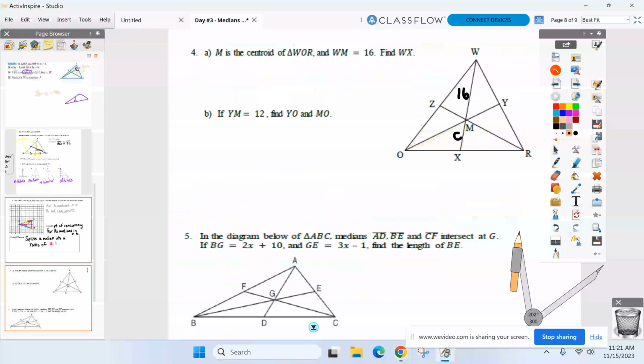8, right? 2 to 1. And the part that's always bigger is from the vertex to the centroid. That's the 2 part. So I'm not going to even ask anybody here. We can all add WX, 24.